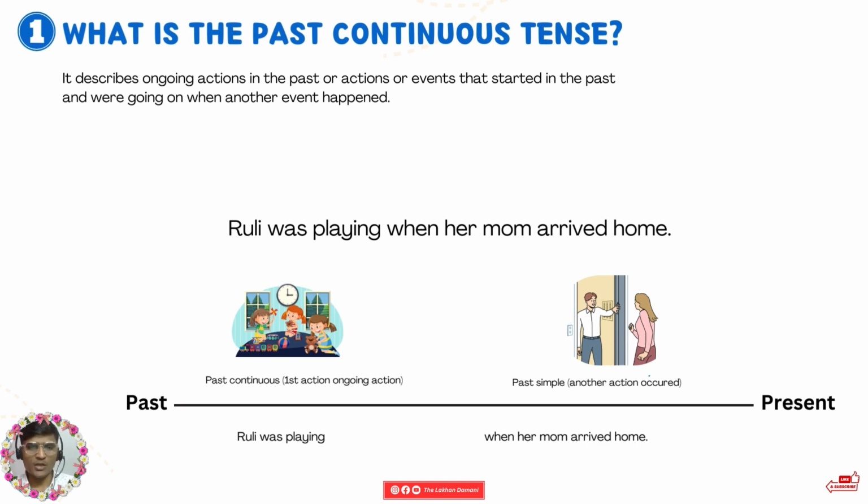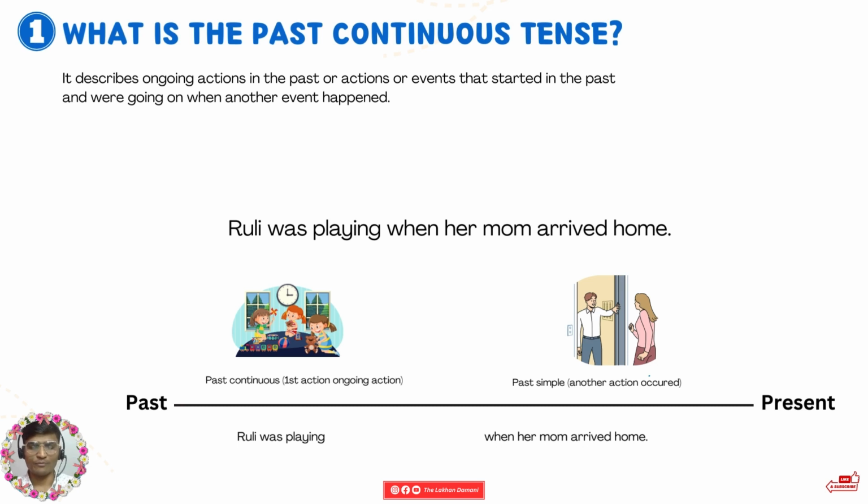Ruli was playing when her mom arrived home. This type of sentence in English we can call overlapping, right? So Ruli was playing when her mother arrived home. First, an action was happening, and simultaneously another action happened, and we can call it an overlapping action. So in the first part we used past continuous, and for the next action we used past simple. It doesn't matter, you can use any of them. But any of them means past tense, not future, right? It doesn't mean that.